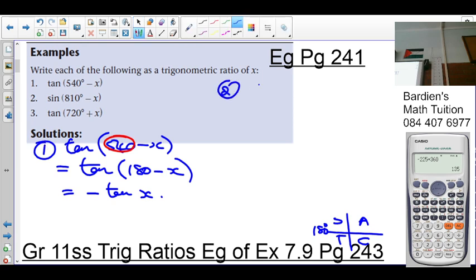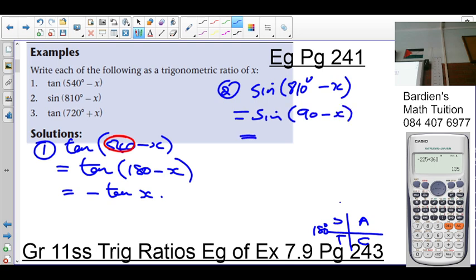Number 2, we got sine of 810 degrees minus x. So what do I do here? Minus 360. What is 810 minus 360? Which is still over 360, not so? So what do I do now? Minus 360 again, which gives me an angle of 90. So it's sine of 90 minus x. Which quadrant is that in? First quadrant. Sine positive or negative? Positive, but it changes to cos x. Do you guys understand?